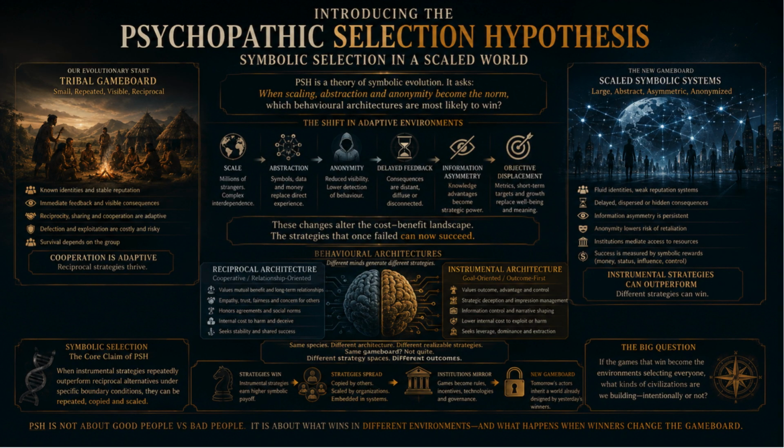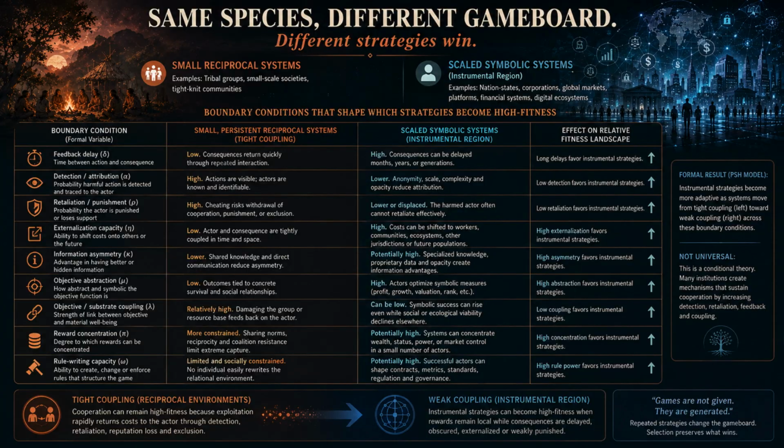So let's talk a little bit about the boundary conditions. I think it's super important to cover this topic. Same species, different game board. We talked about the tribal game board. We talked about scaled symbolic game boards. This slide makes the argument more precise, because I don't want to say something ridiculous like tribal societies were cooperative and modern societies are psychopathic. That's not correct. The claim is conditional.